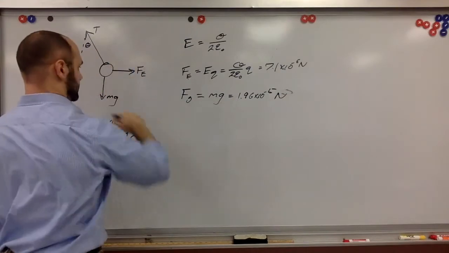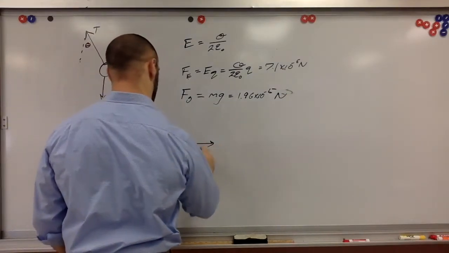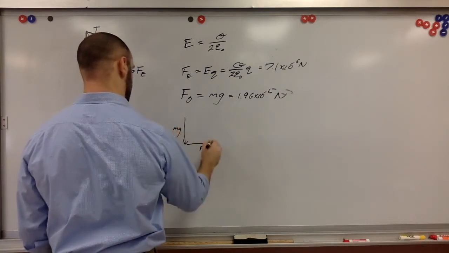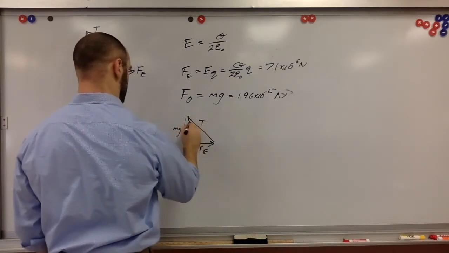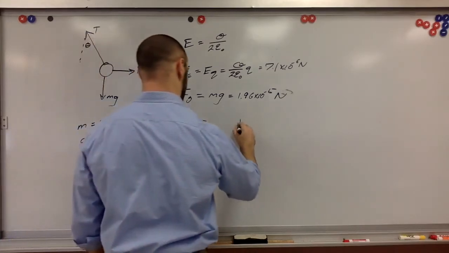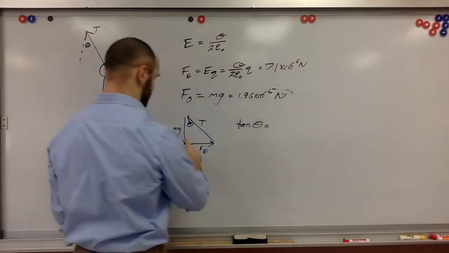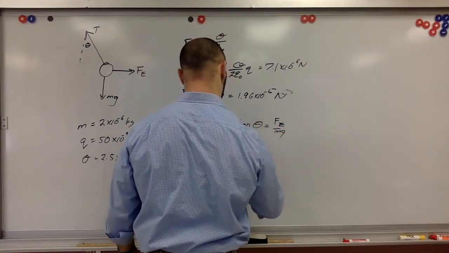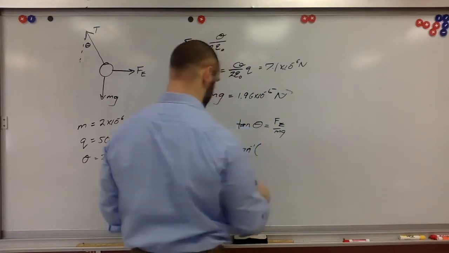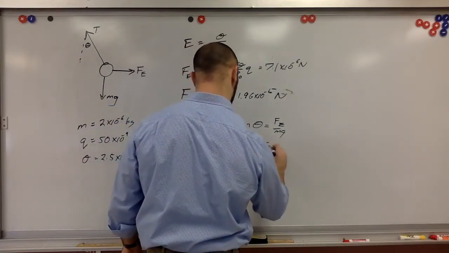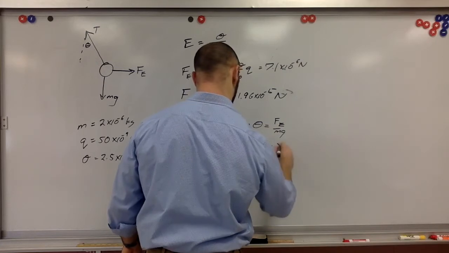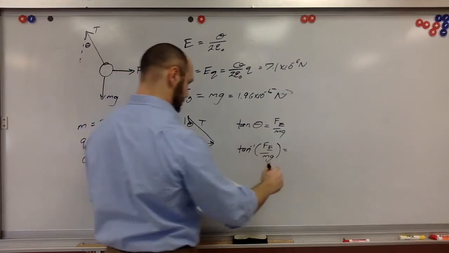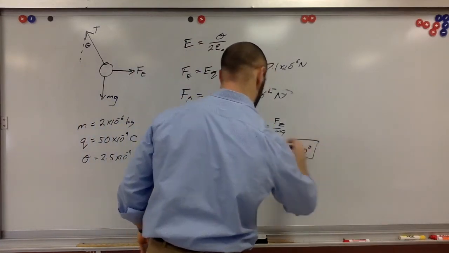Okay, and so then if I make a triangle out of this, that's Fe, this is mg, this is the tension, and so I'm looking for this angle. So tangent of theta is opposite over adjacent, Fe over mg, so theta is inverse tangent of the electric force over the force due to gravity. And so if I take the inverse tangent of this, you should get about 20 degrees.